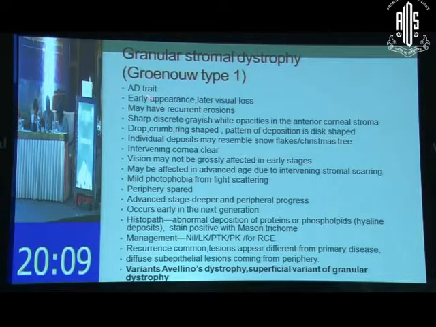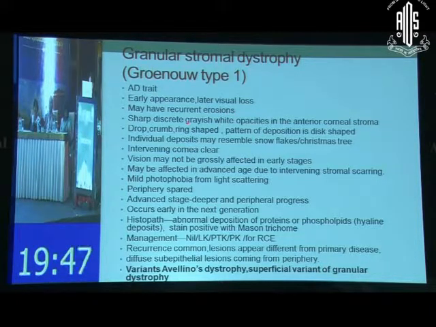Don't get flustered by this long chart, but this is easy to remember. Granular corneal dystrophy is an autosomal dominant trait. It may appear early in life, but vision loss is not very common. You might see this kind of patient, especially coming to you for phaco, and may have an associated granular corneal dystrophy.